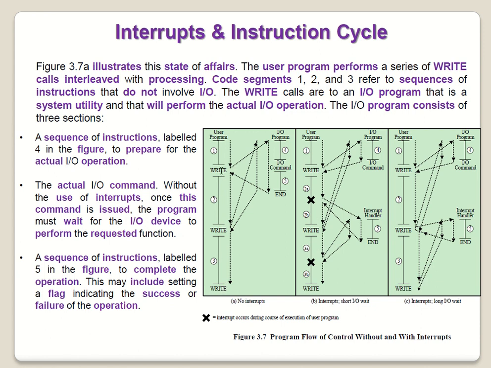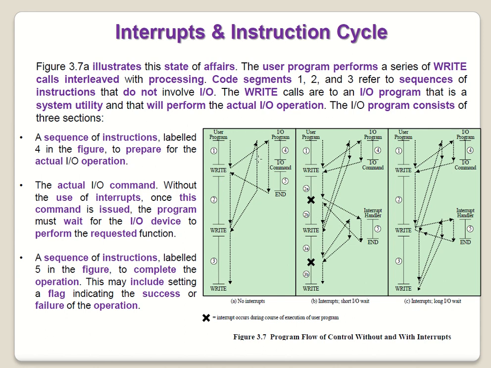So when the CPU executes this user program, it starts to execute segment 1. After finishing the segment, you have a write instruction. It means a write call to an IO program. IO program means the output device. The IO program is a system utility, and that will perform the IO operation.